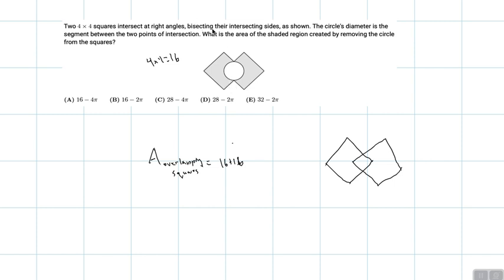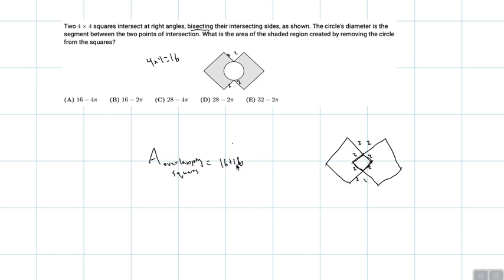Since we're told that they intersect at right angles, bisecting their intersecting sides, we know that these are bisected, so cut in half. So this is 2, this is 2, 2, and 2. So this length is 2 here, this length is 2 here. To complete the side, this length must also be 2, so the side length is 4. Same here. So they overlap to form this square that's a 2x2 square that has area 4.